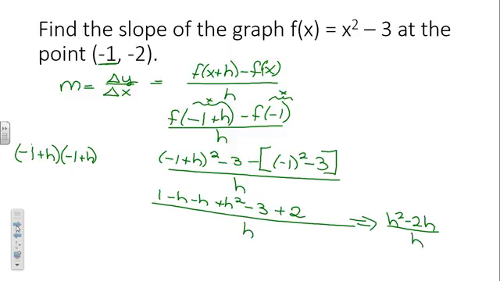Okay, what's the greatest common factor of that numerator? H. So we'll take the h out, and we have h minus 2. We're dividing that by h. The h's cancel, and we no longer have an h in the denominator. We just have an h minus 2. And now that we've removed the h from the denominator, we can take the limit as h goes to 0 to make that a tangent.